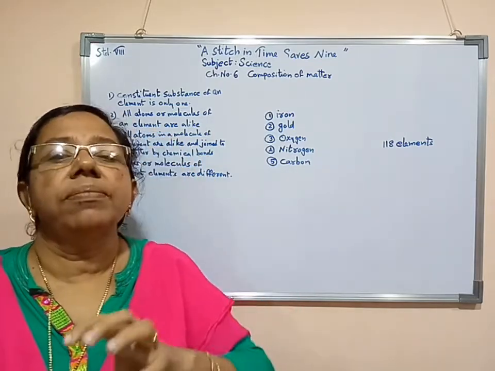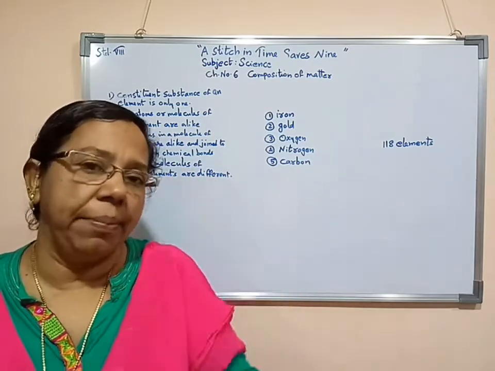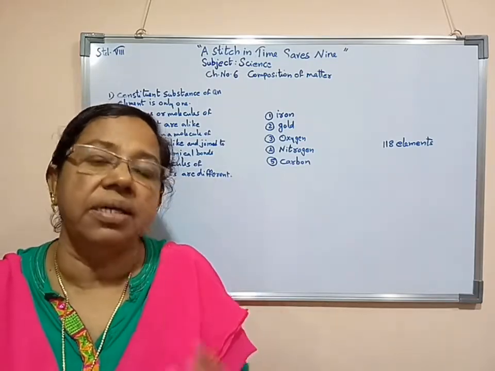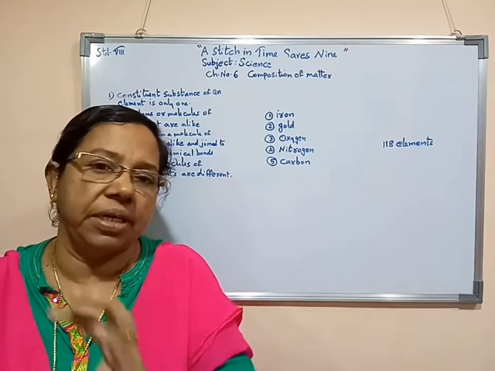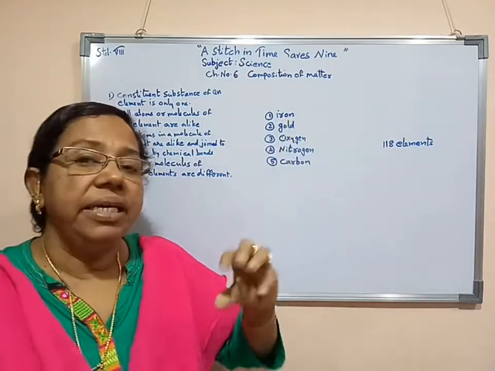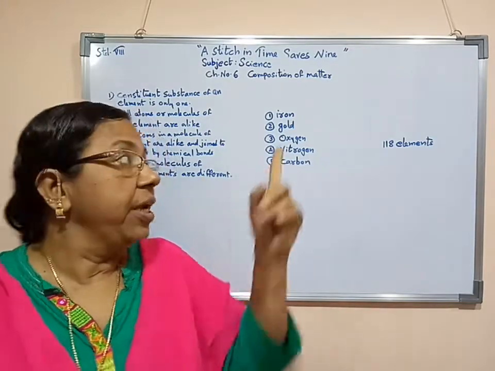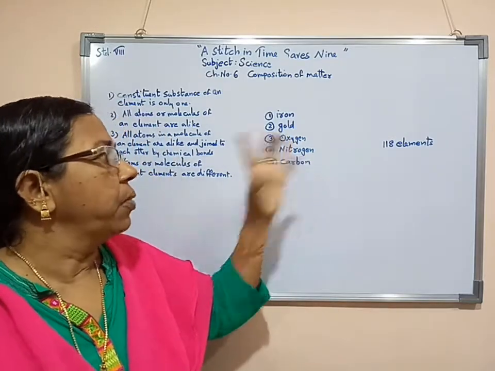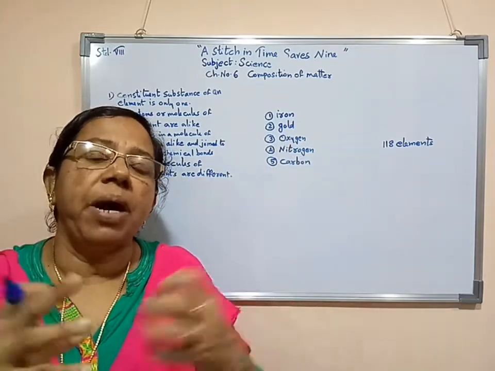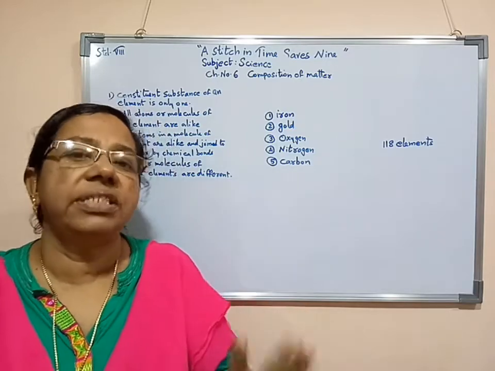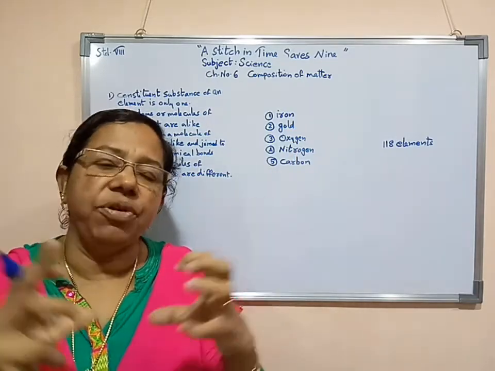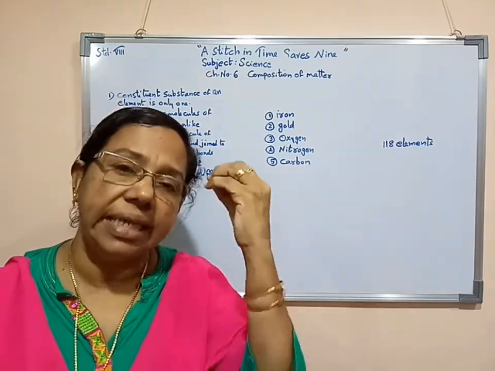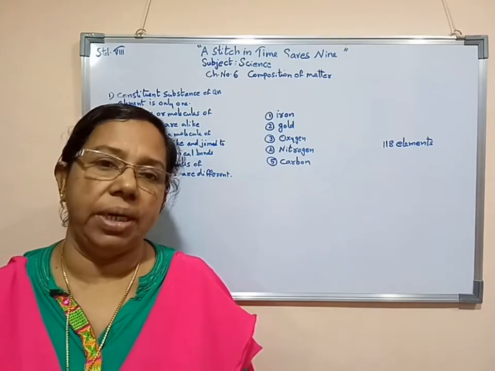So if we are thinking of an element, it's each and every constituent. Constituent means each and every particle that is made of the same thing. If you are thinking of iron, all its particles are iron. If you are thinking of gold, each and every particle is gold. Each and every particle of oxygen is oxygen only. Each and every particle of nitrogen is nitrogen only. If you are thinking of carbon, each and every particle is carbon only.